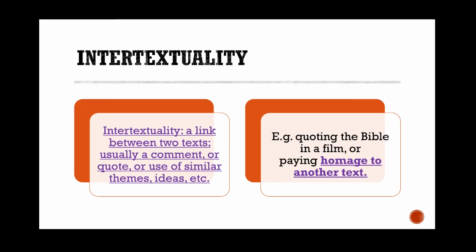Now, intertextuality. Intertextuality is something you would learn about in English, but filmmakers are all over intertextual references. Filmmakers love film. So what is intertextuality? A link between two texts. It's usually a comment or a quote or using similar themes and ideas. It could even be a prop or a character. The example here is not great, but quoting the Bible in a film or paying homage to another text.